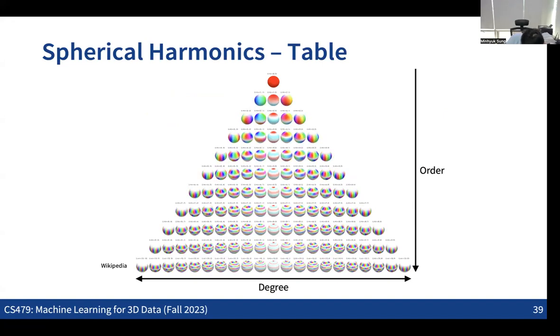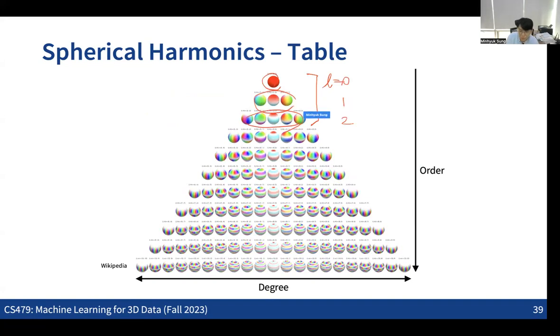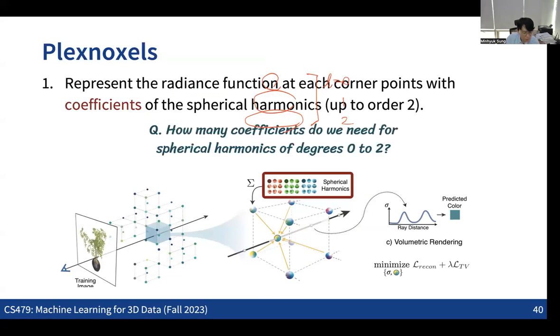Yeah, so we are taking the spherical harmonics from 0 to 1 to 2. You can see that we are taking 1, 3, 5. So in total, we are taking 9 basis functions, right? Which means that we will need to store the coefficients of the 9 basis functions, right?